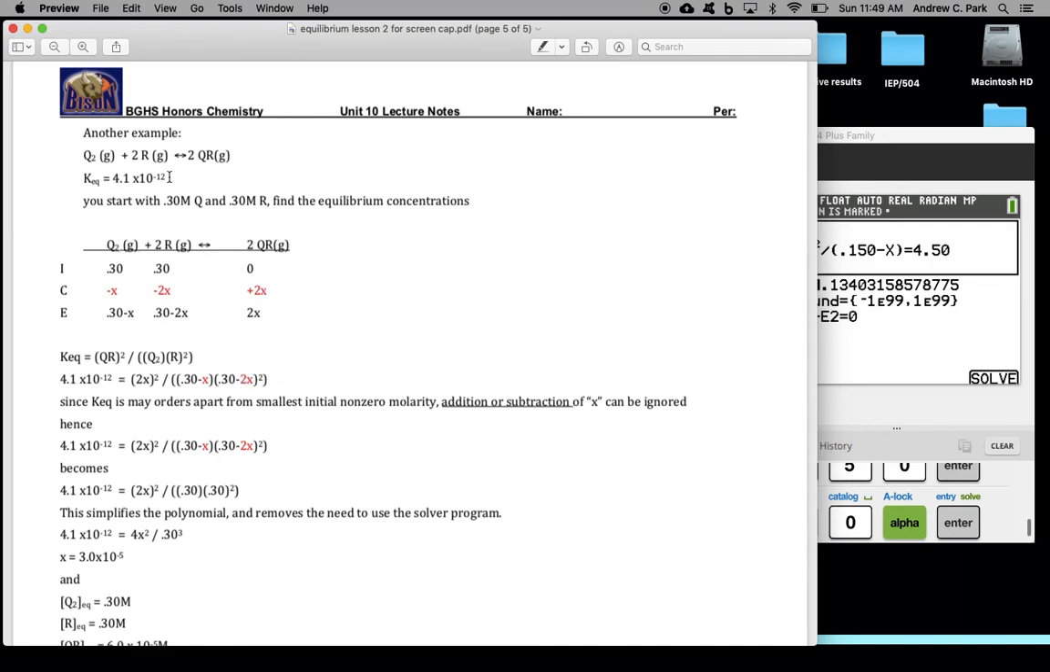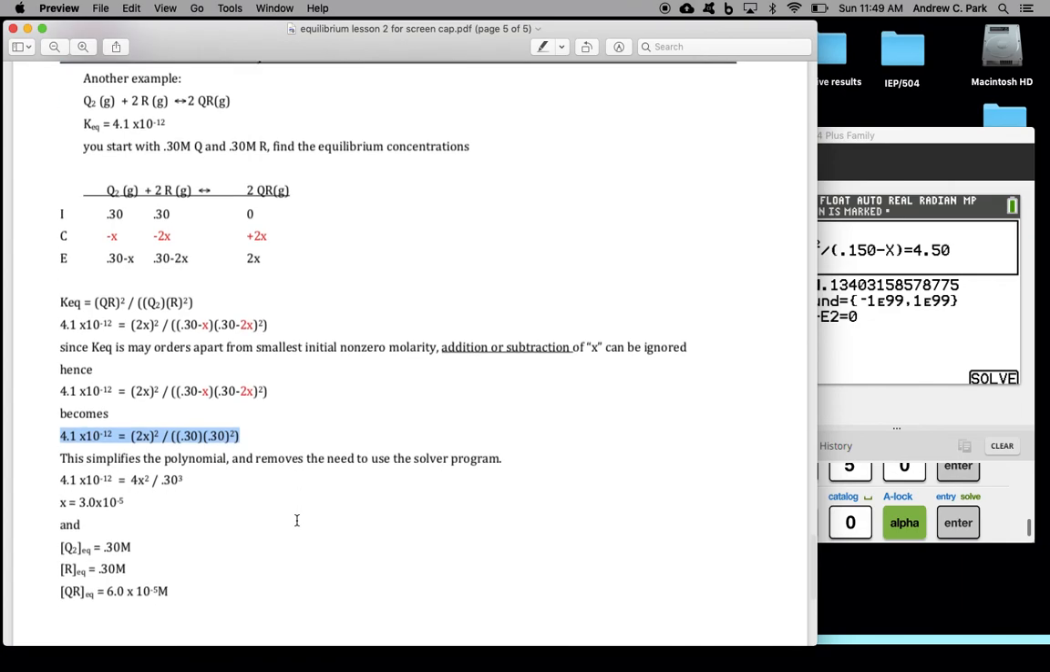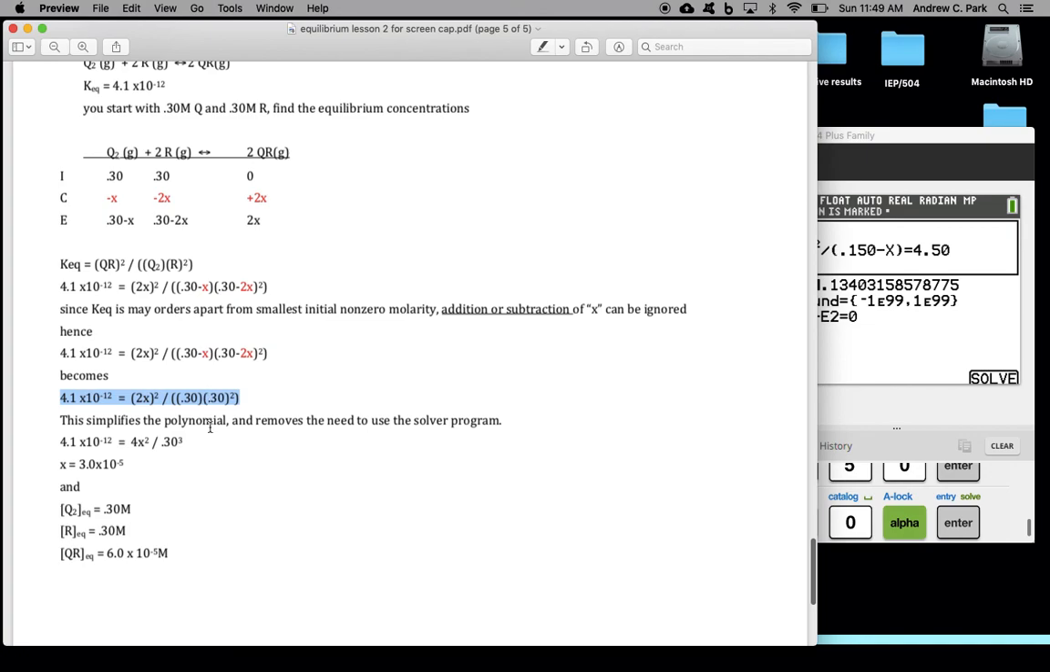Again, based on the huge gap, the huge difference in the powers of your initial concentrations and your KEQ, I can just go ahead and erase these. And when I erase these, this is what I get. And now I don't need the solver. So now I just math it out and find x is 3 times 10 to the negative 5th.